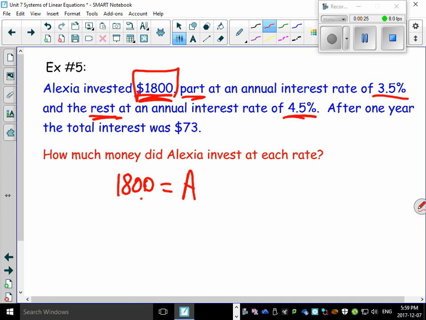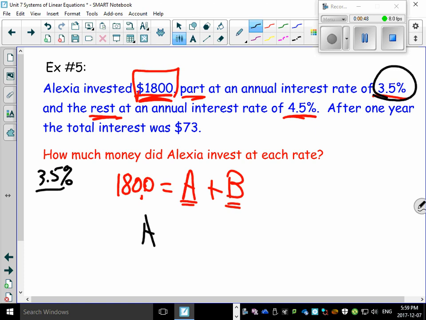So part of that $1,800 is going to be here, and the other part is going to be in investment B. Now, wait a second. What does that mean? Look at this. It says investment A is going to give you 3.5%. Well, what is 3.5%? Remember, that's as a decimal over 100.